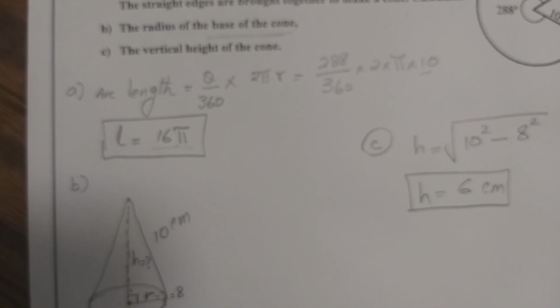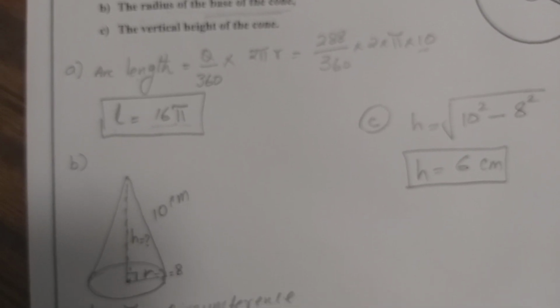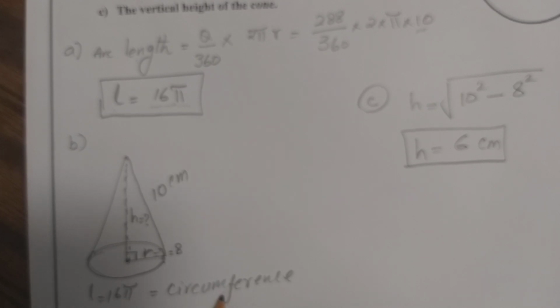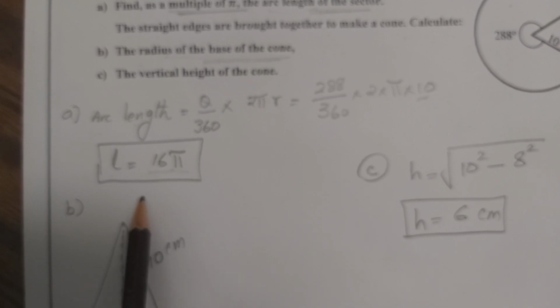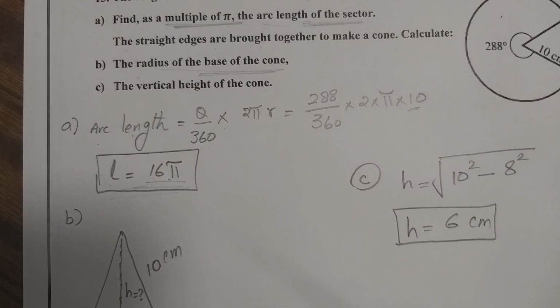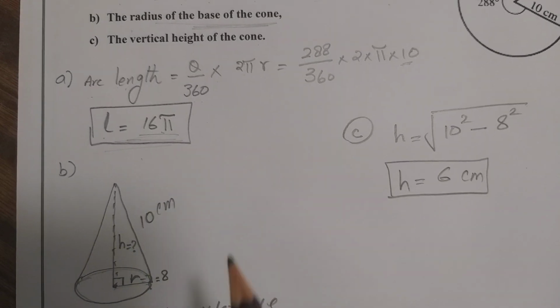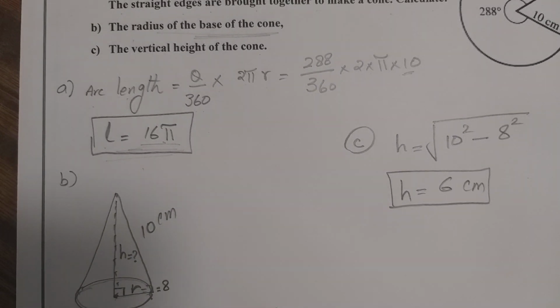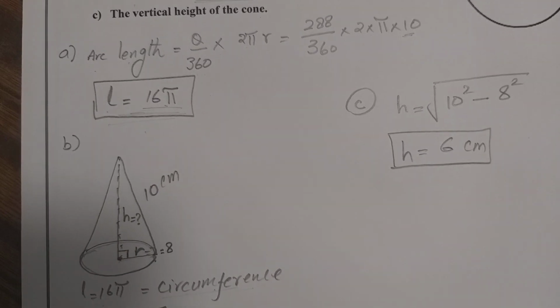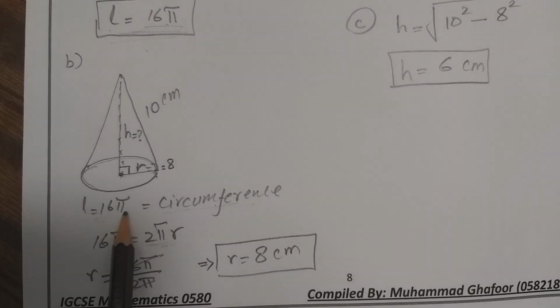Okay, now we need to find the arc length, which equals 16 pi, equal to the circumference. We found the arc length here in part A. This is the arc length 16 pi from the previous part, and it equals the circumference. We know the formula for circumference is 2 pi r, which is equal to the arc length.